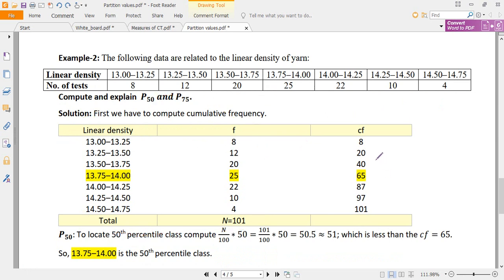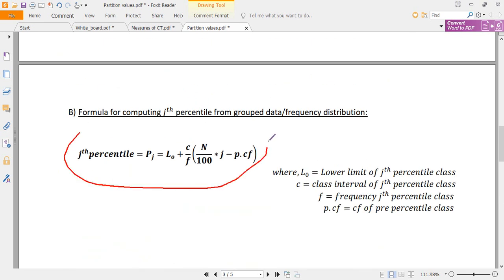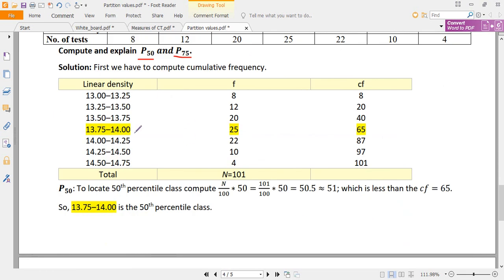Okay, and to compute the median, or any partition value, we must first compute the CF. So I compute the CF here: 8, then 8 plus 12 equals 20, then 20 plus 20 equals 40, and so on. Finally we have 101. So we have to compute P50 and P75. We have to use this formula because this is grouped data. So first we compute this CF.